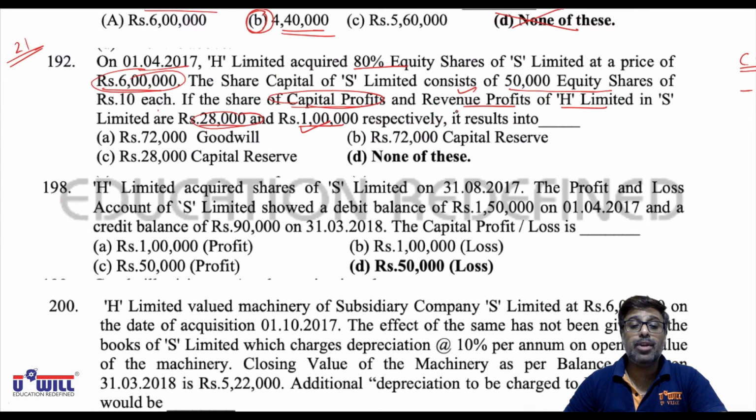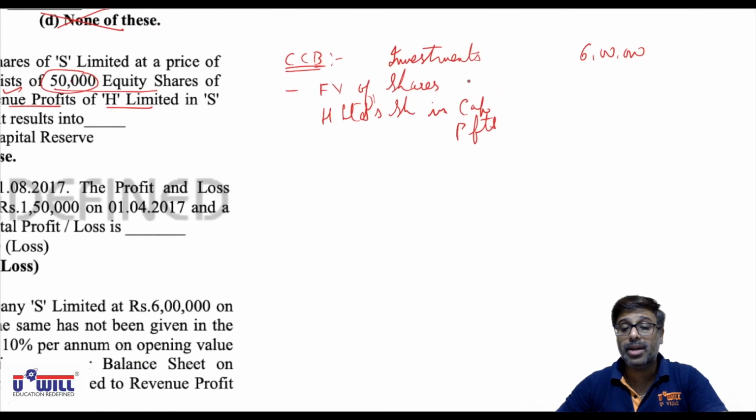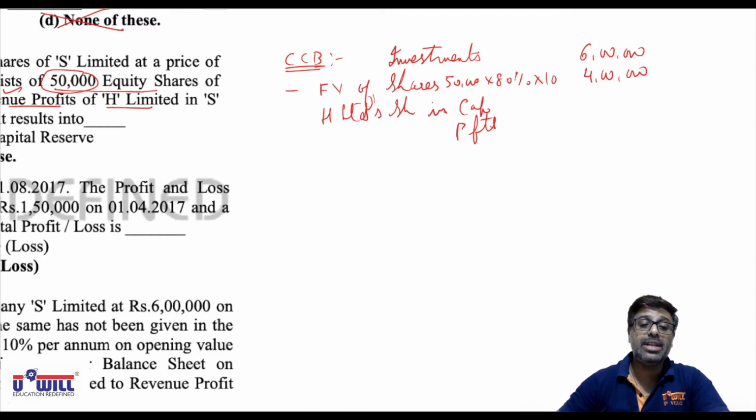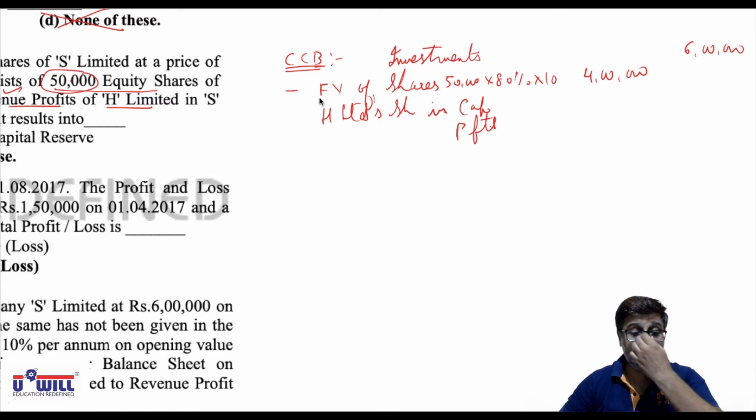What is the face value of shares acquired by holding company? Share capital of S Limited consists of 50,000 equity shares. 80% are acquired by holding company. So 50,000's 80%, 40,000 into 10. 4 lakhs is the face value of shares acquired by holding company. From 6 lakhs, we will subtract 4 lakhs face value of shares acquired by holding company.